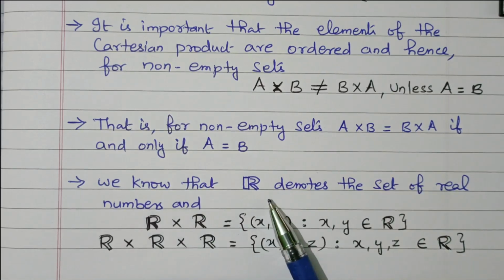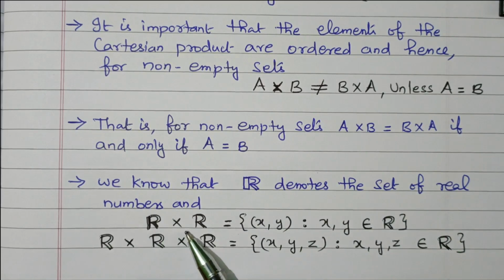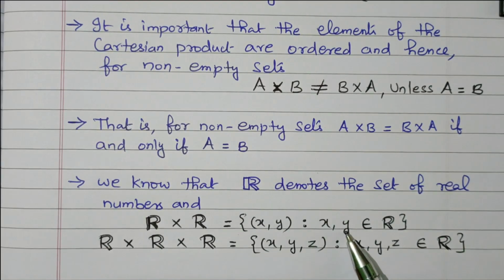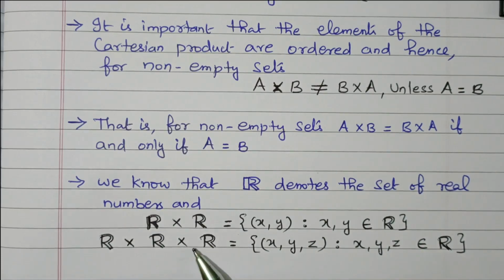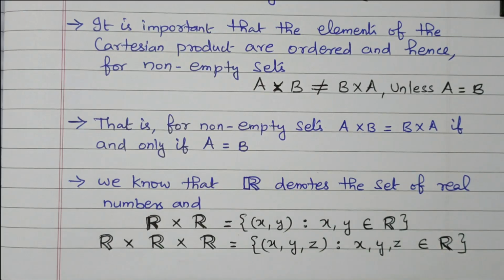We know that R denotes the set of real numbers. That is, R cross R equals the set of (x, y) such that x, y belong to the real numbers R. R cross R cross R equals the set of (x, y, z) such that x, y, z belong to the real numbers R. Now we'll go for further analysis.